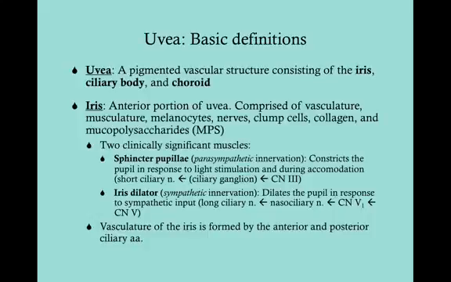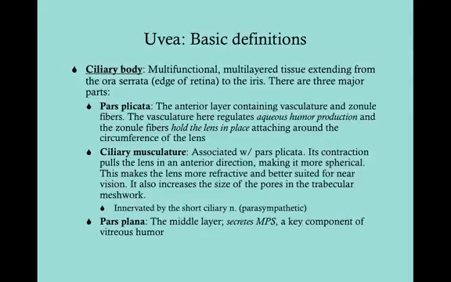Then you've got vasculature in your iris as well. This is formed by both anterior and posterior ciliary arteries, which come together and form sort of a circular arcade. The ciliary body is a multifunctional, multi-layered tissue which extends from the ora serrata posteriorly to the iris anteriorly.